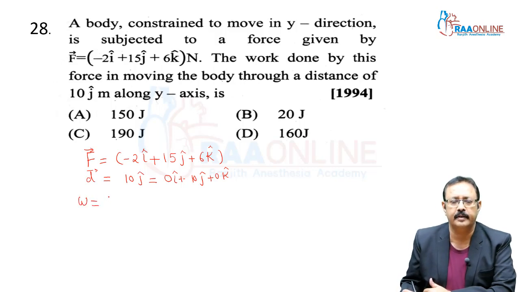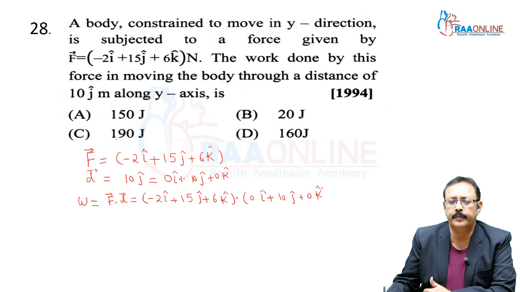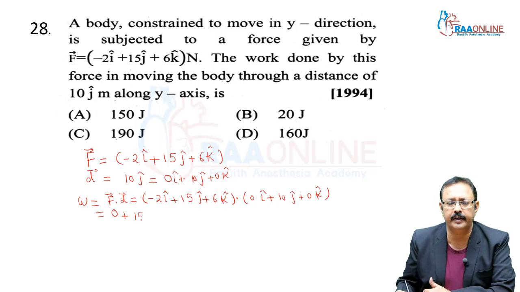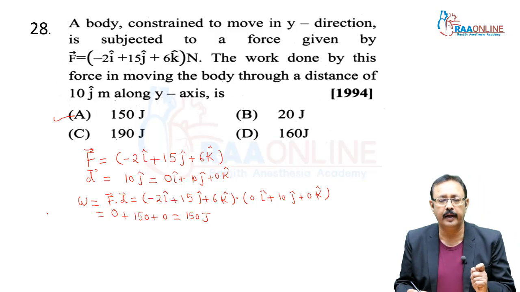You know that work is F dot D. It means minus 2i cap plus 15j cap plus 6k cap, dot 0i cap plus 10j cap plus 0k cap. You know how to dot multiply? I coefficient with I coefficient, 0. J with J, 15 into 10, 150. K with K, 0. So what are we getting? 150 joule. So very easily we got option A.